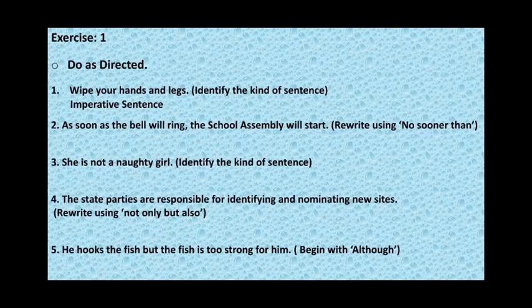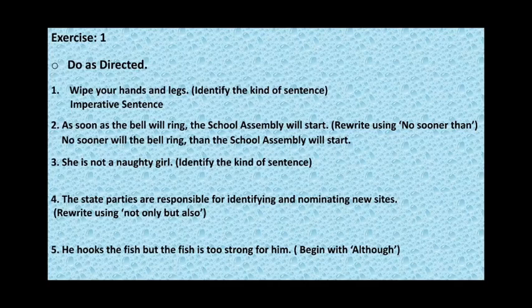Next, as soon as the bell will ring, the school assembly will start. So here we have to rewrite the sentence using no sooner than. The answer is no sooner will the bell ring than the school assembly will start.